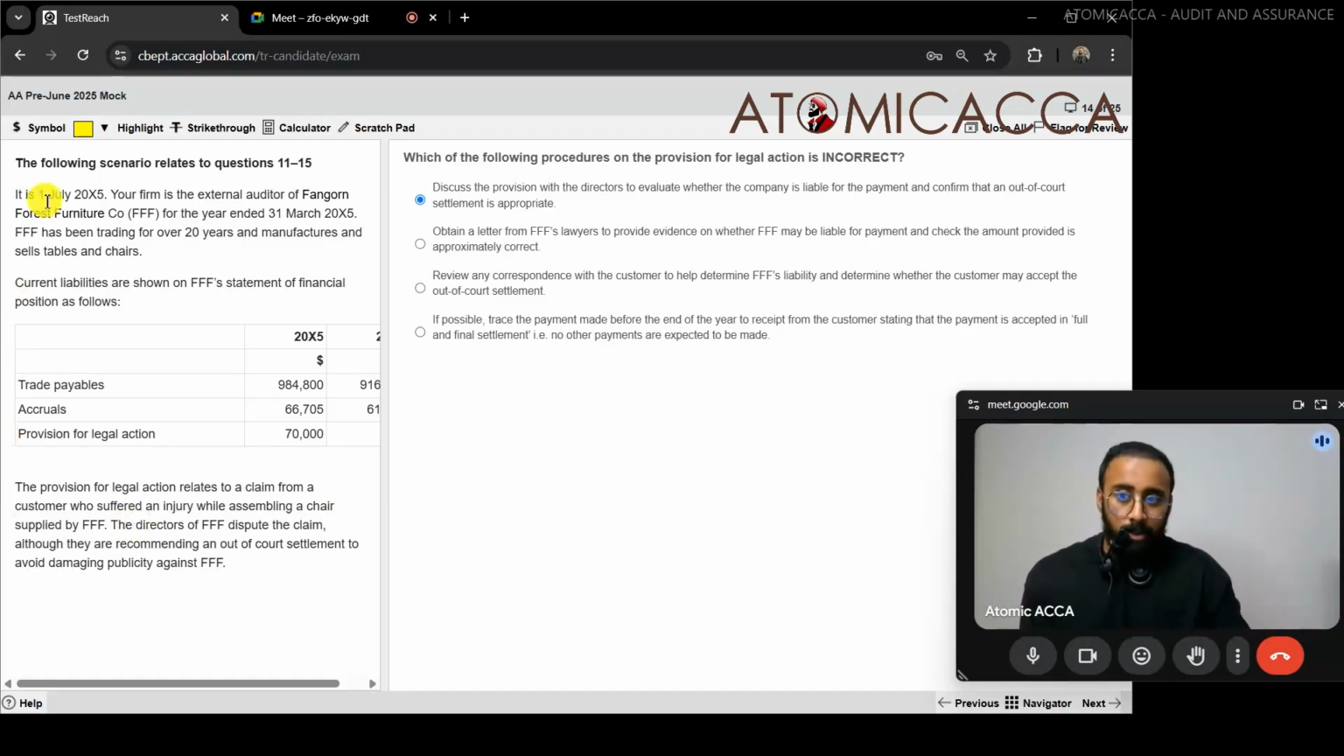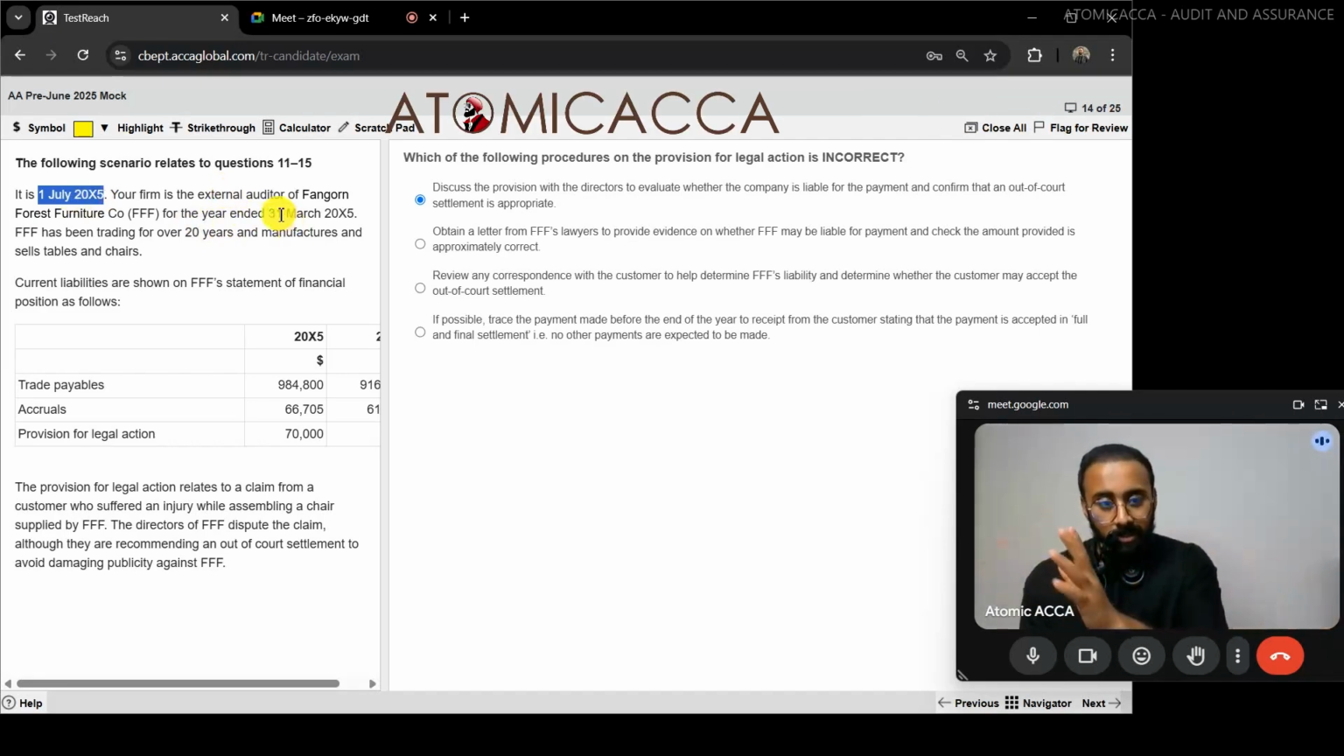Plus you are at 1st July 20x5, and the year end of 31st March x5 is already over. So if at the year end 31st March x5 the payments were already cleared, that means this provision for legal action should not be there at all. So that concept does not work at all. That statement itself is completely wrong. You can trace for payment made after the year end, like 70,000 recorded at 31st March x5.